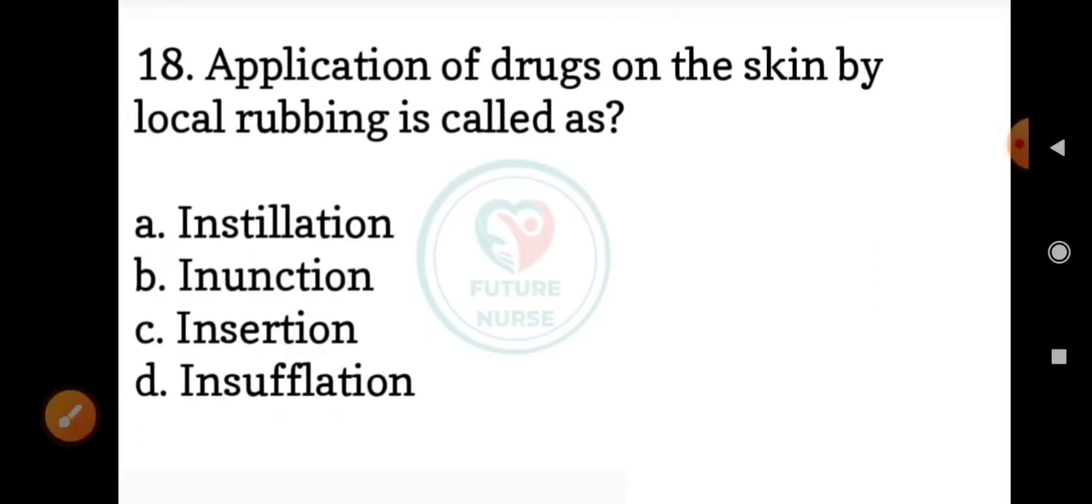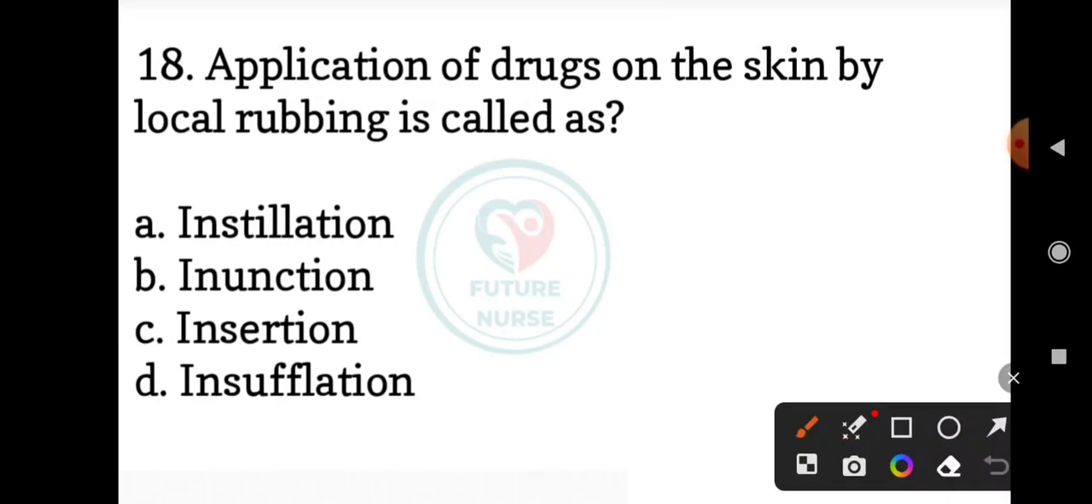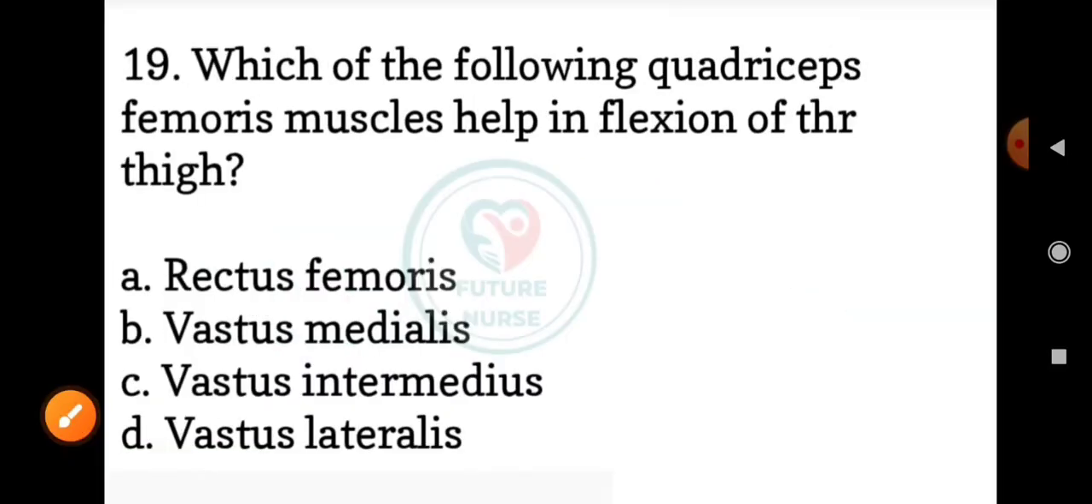Application of drugs on the skin by local rubbing is called as instillation, inunction, insertion, insufflation. So the correct, so we'll see the correct option is inunction. So inunction is the correct option.